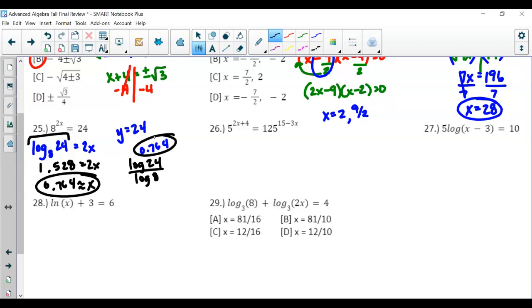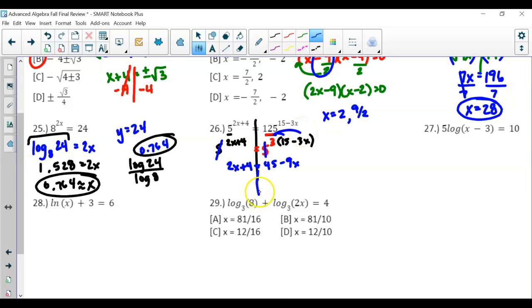So now in 26, notice how you have exponents on both sides, but the bases are different. We need them to be the same. So we can bring down 5 to the 2x plus 4, but then rewrite 125 as a base of 5. 5 to the third power is 125. But then don't forget to bring down 15 minus 3x. So now that the bases are the same, they cancel out. Bring down 2x plus 4, which is equal to 45 minus 9x from distributing 3 here.